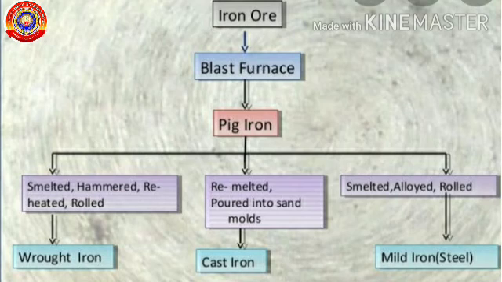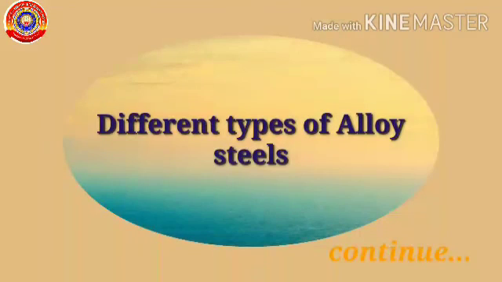The pig iron obtained from the blast furnace is subjected to heating, remelting and alloying. Different types of iron are obtained and their properties are varied. In the part B video, we will learn about the different types of alloy steels.